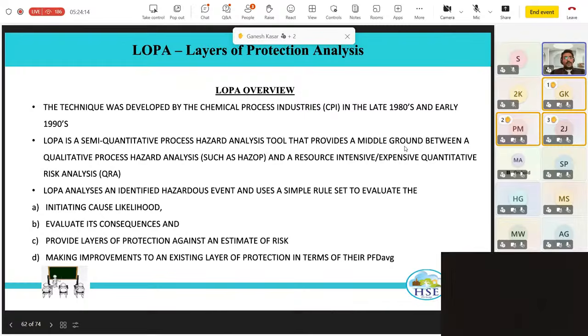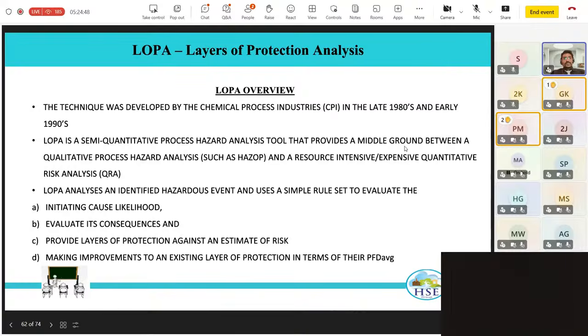Okay, next, LOPA analyzes an identified hazard event and uses a simple set of rules. Okay, so these are the 4 sets of rules which we basically look at in LOPA. First is the initiating cause likelihood. That means the initiation, like what is the cause that is happening and how frequently is that happening. That is your initiating cause likelihood. Then it evaluates its consequences. Based on this frequently occurring cause, what are its consequences, which you probably already evaluated in a HAZOP.